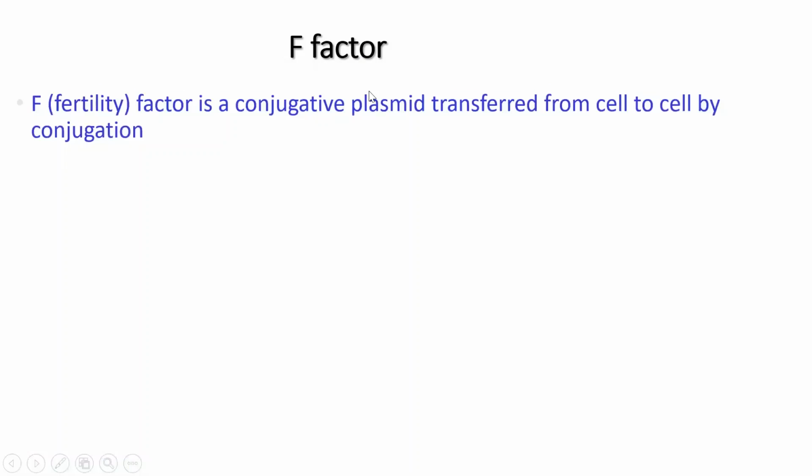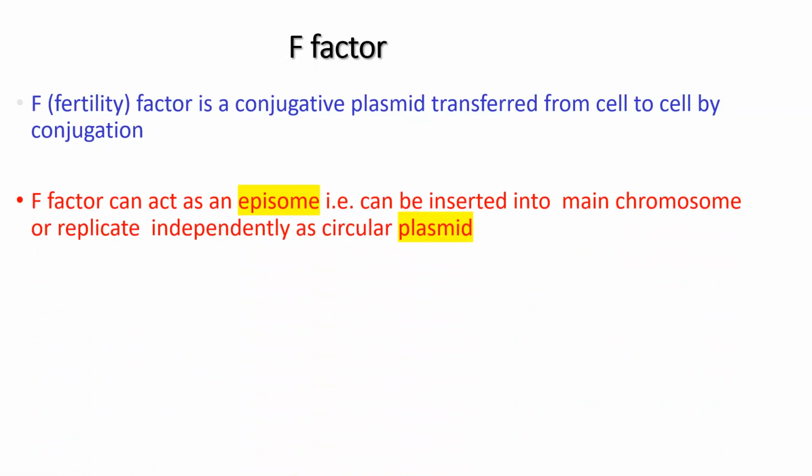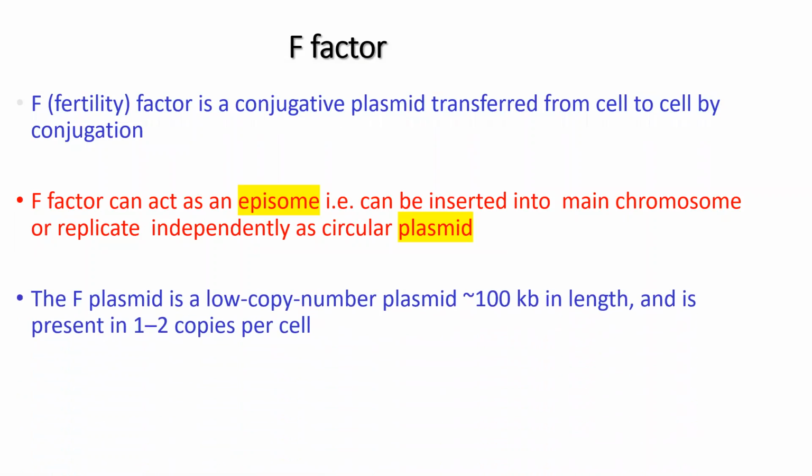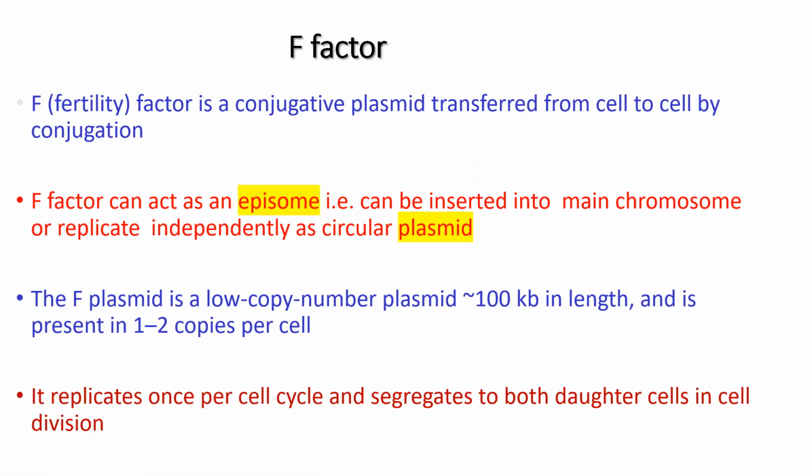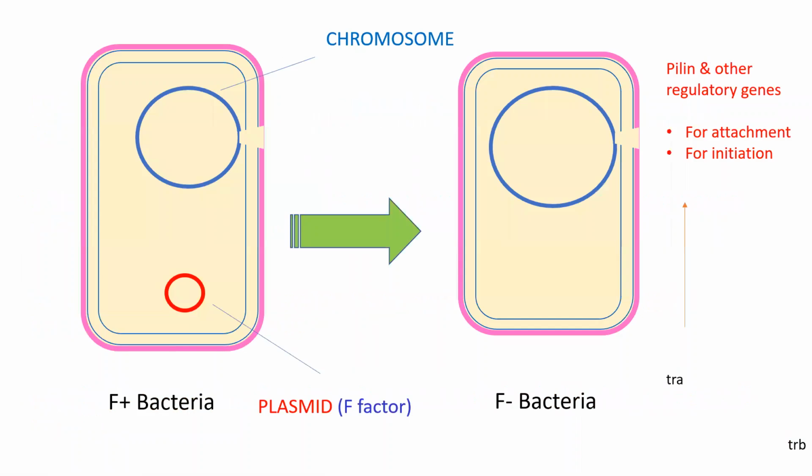Precisely, what is F factor? It's a plasmid, of course, and the F, or fertility factor, is a conjugative plasmid transferred from cell to cell by conjugation. F factor can act as an episome, that is, it can be inserted into the main bacterial chromosome or replicate independently as a circular plasmid. The F plasmid is a low copy number plasmid, around 100 kilobase pairs in length, and is present in 1 to 2 copies per cell. It replicates once per cell cycle and segregates to both daughter cells in cell division.